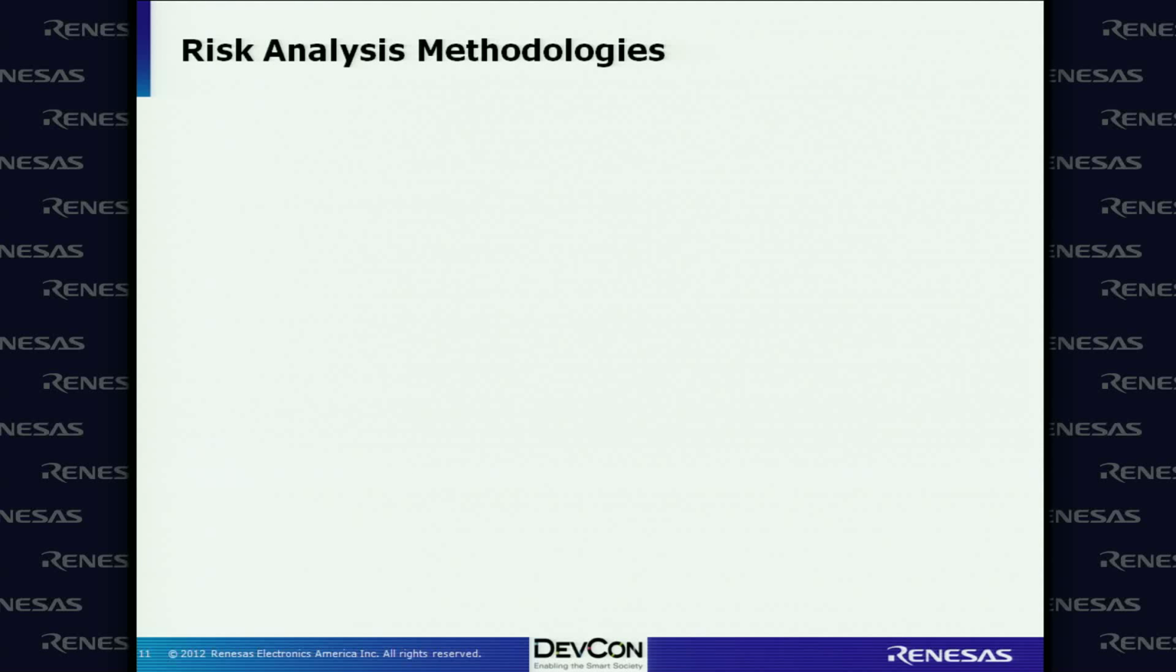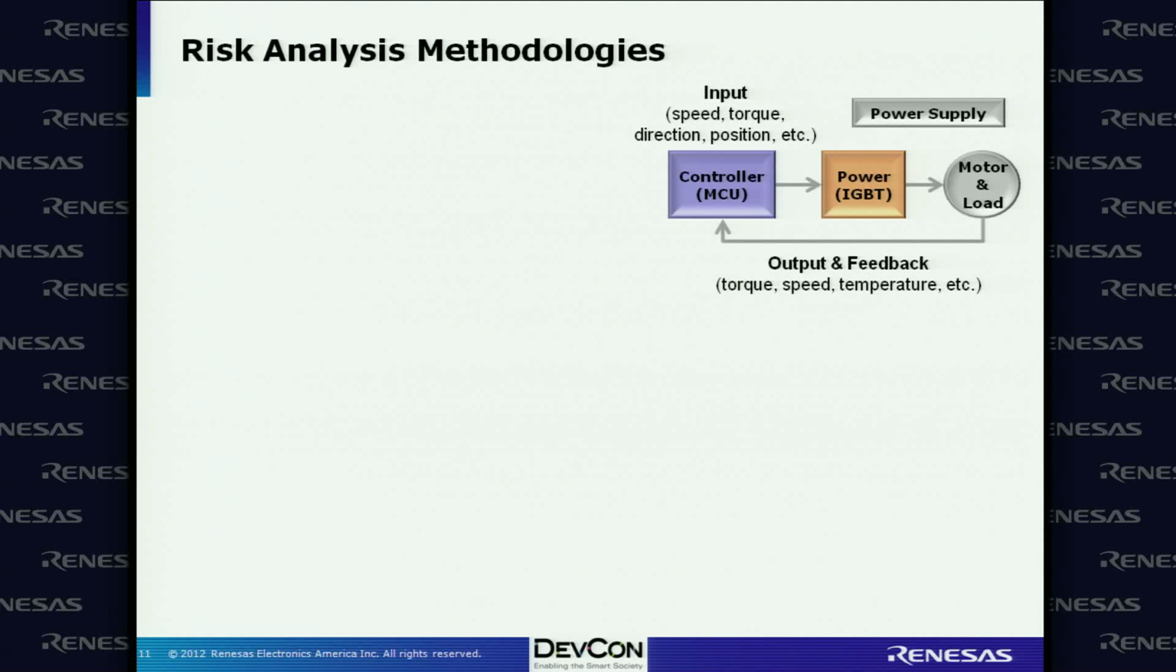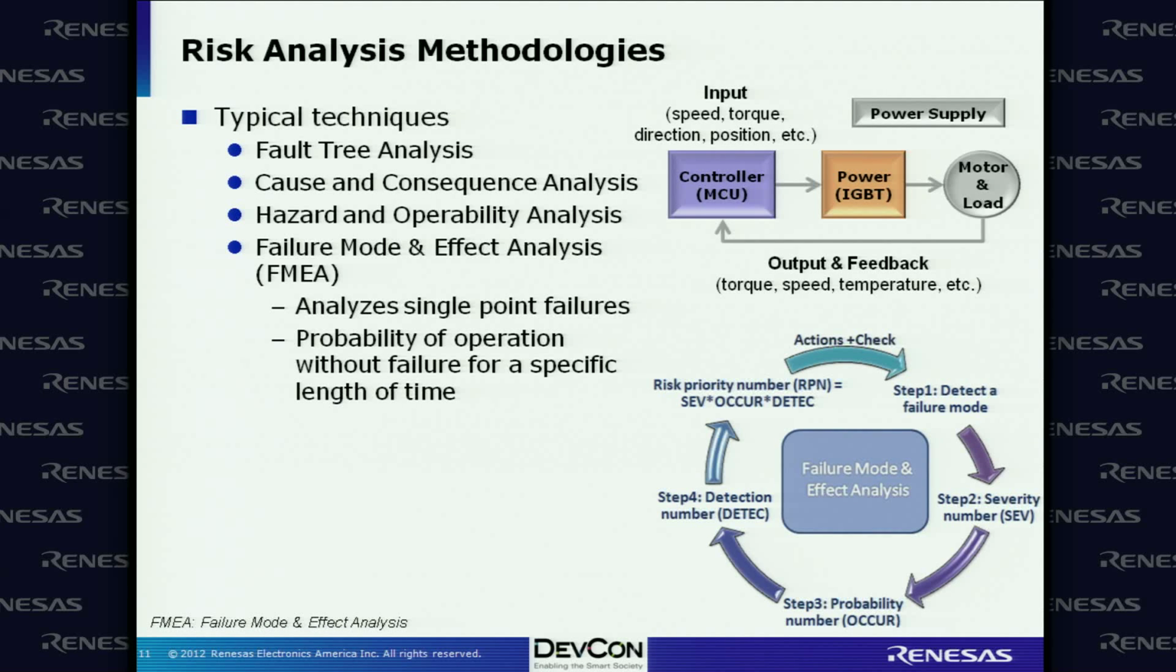If we talk about risk analysis a little bit, there are many methodologies and techniques to do that. You can imagine, in this case, a motor control system. You have different blocks within the system: a controller, the power stage, your motor, power supply, a lot of interconnectivity, a lot of different variables. So a lot of things can go wrong. So there are obviously a lot of techniques that designers already use today to do risk analysis and risk mitigation.